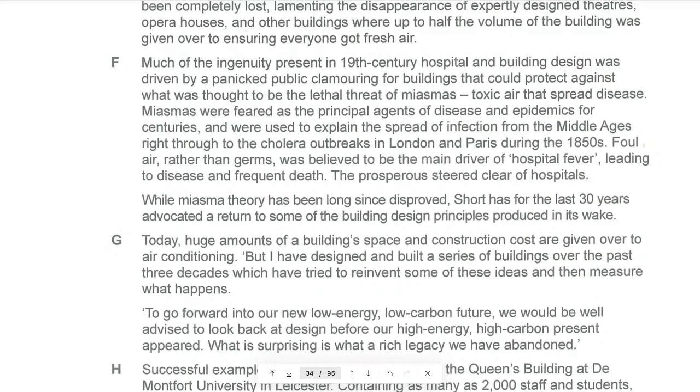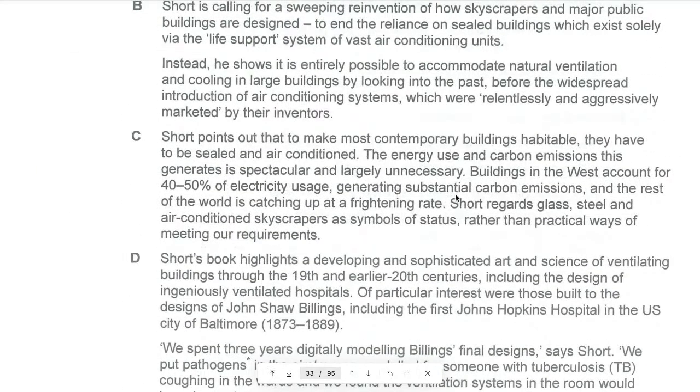Okay, now the answer is C. Read that. Where? Buildings in the West account for 40 to 50% of electricity usage, generating substantial carbon emissions, and the rest of the world is catching up at a frightening rate. Short regards glass, steel, and air-conditioned skyscrapers as symbols of status rather than practical ways of meeting our requirements.